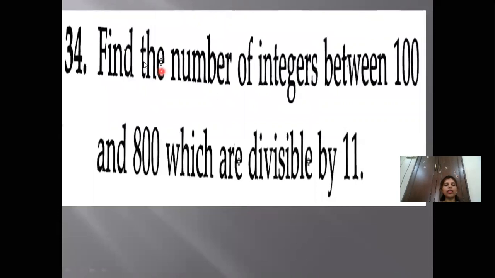Now next question is, find the number of integers between 100 and 800 which are divisible by 11. So the first term, you have to find the integer after 100 which is divisible by 11, and before 800 which is divisible by 11. So for that you can use the divisibility test of 11 to figure out whether this particular number can be divisible or not. So let's see.